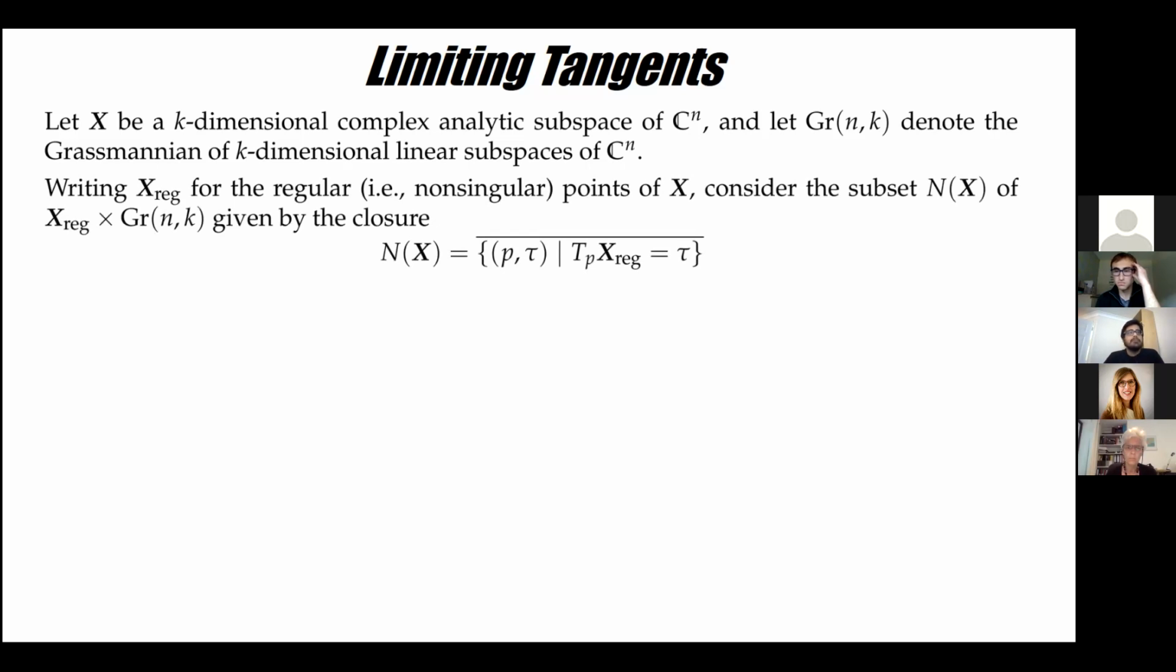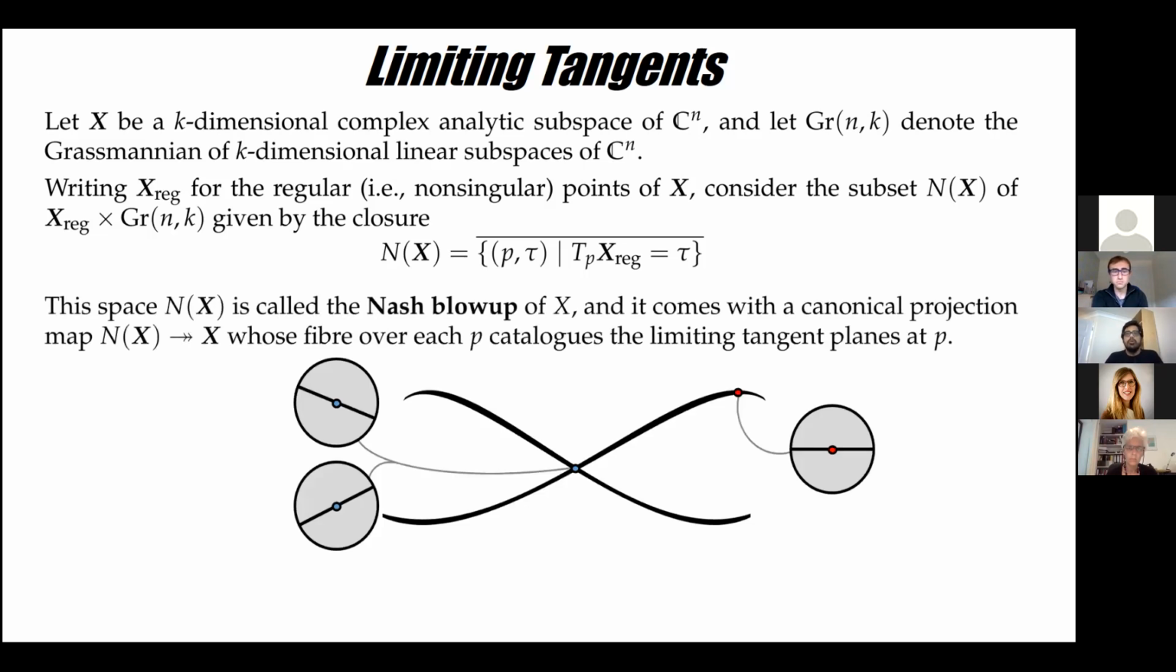There's a subspace of the product of the regular points across the Grassmannian, where you look at pairs of point and plane, which lie there if and only if the tangent at the point equals that plane. And when you take the closure, what happens in the X_reg direction is that you get all of X. And what happens on the Grassmannian side is that you get all the limiting tangent planes at P. So this is a lovely space called the Nash blow-up of X. It's itself singular, so the word blow-up might be sort of inappropriate, but that's what everyone calls it, so that's what I'm calling it. And you get an obvious projection map down to X.